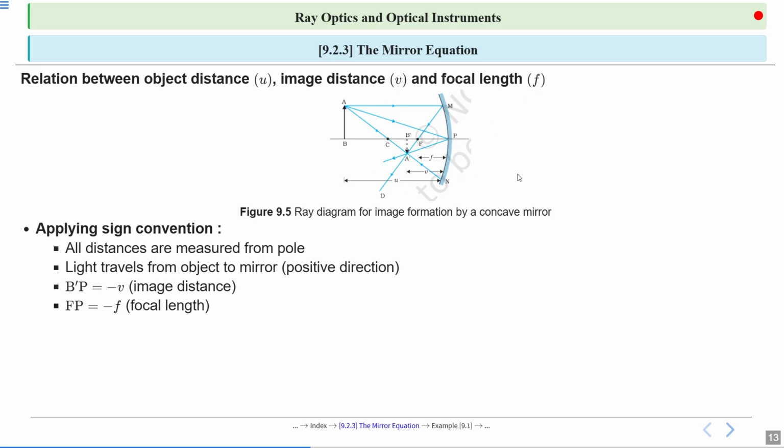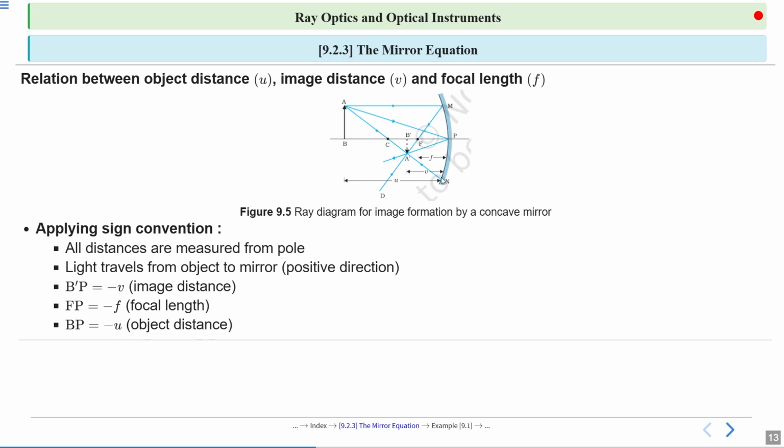We also know that focal length of concave mirror is always negative, so minus f, because we are measuring from pole to focus. BP, we are measuring from P towards B, so object distance is also taken as negative. If the object is real, meaning it is in front of the mirror, it will always be taken with a negative sign.